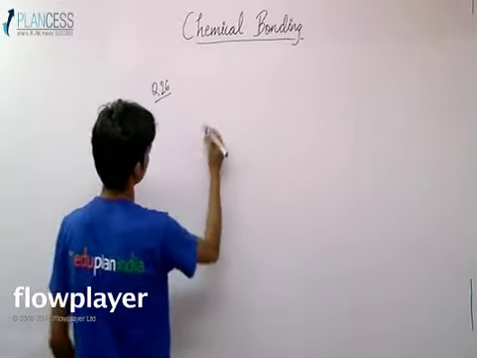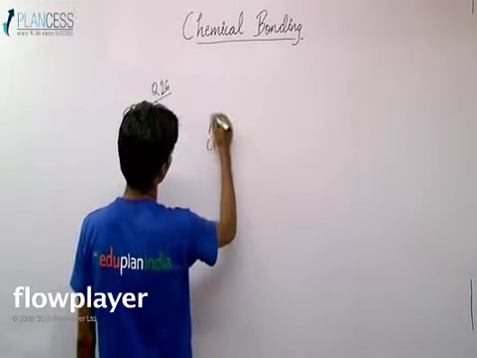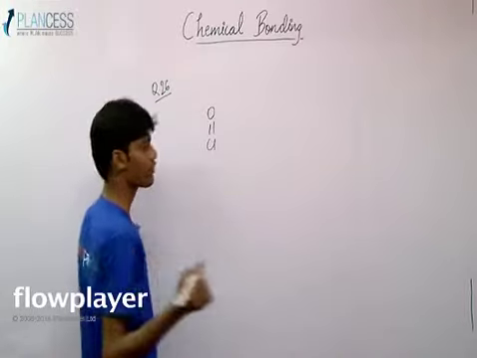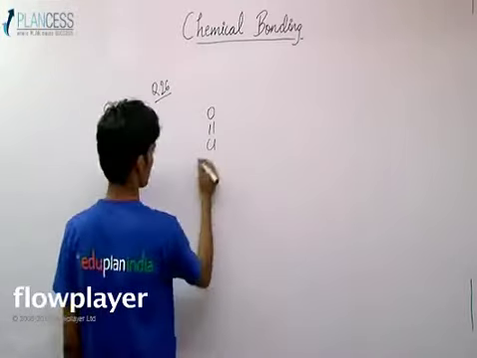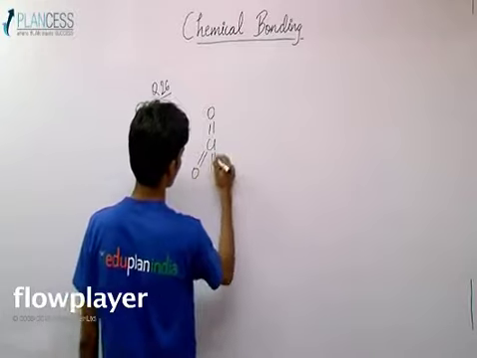So just look at the ClO4 minus structure. ClO4 minus would be something like this.